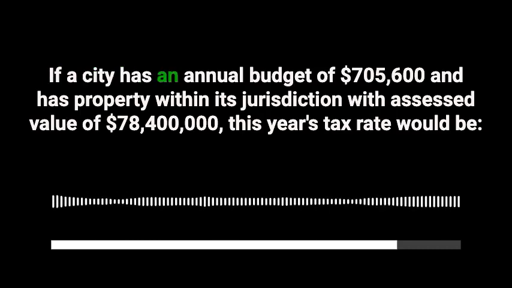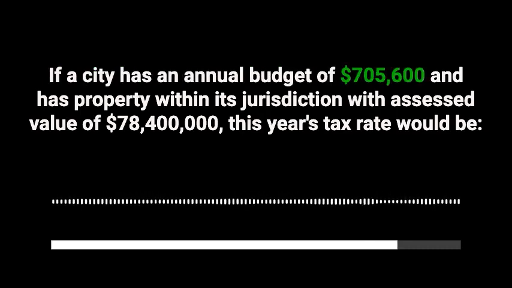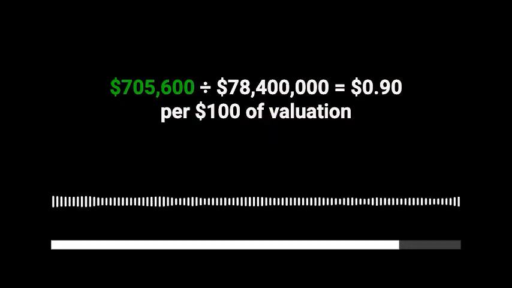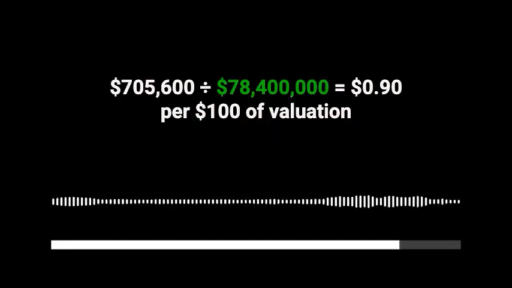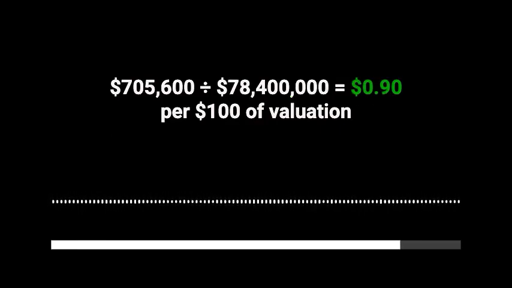Property taxation timetable. If a city has an annual budget of $705,600 and has property within its jurisdiction with assessed value of $78,400,000, this year's tax rate would be $705,600 divided by $78,400,000 equals 90 cents per $100 of valuation.